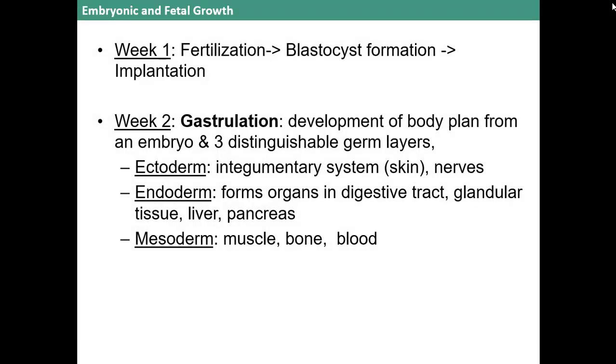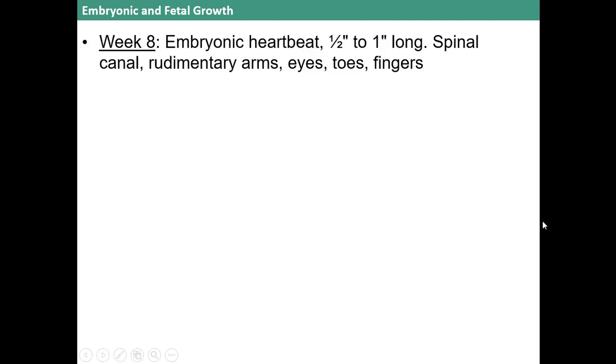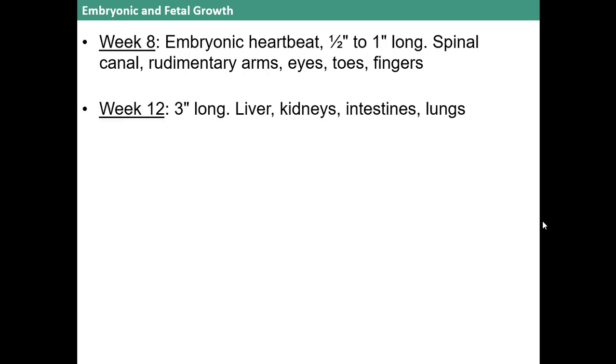Okay, so now that we've gone through the process of gastrulation that begins after about 2 weeks from conception, then we have during week 8 development, there's an embryonic heartbeat. At this point, the embryo is about a half inch to an inch long. There's a spinal canal, rudimentary arms, eyes, toes, fingers. And then after about week 12, the fetus is about 3 inches long. There is a rudimentary liver, kidneys, intestines, lungs.